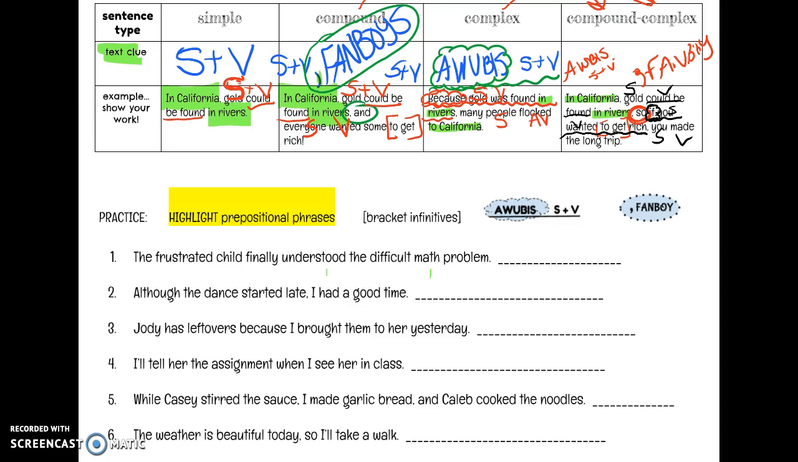The frustrated child finally understood the difficult math problem. What's the sentence talking about? It's a child. And what did the child do? It understood. Okay, so that makes this a simple sentence.